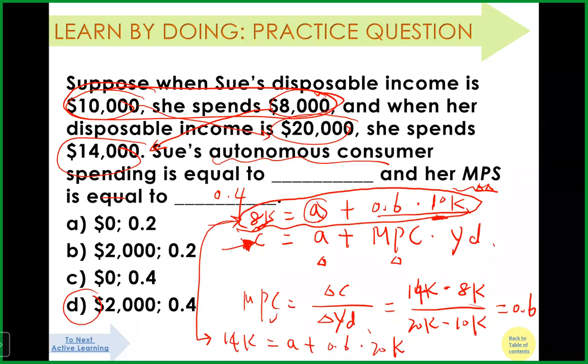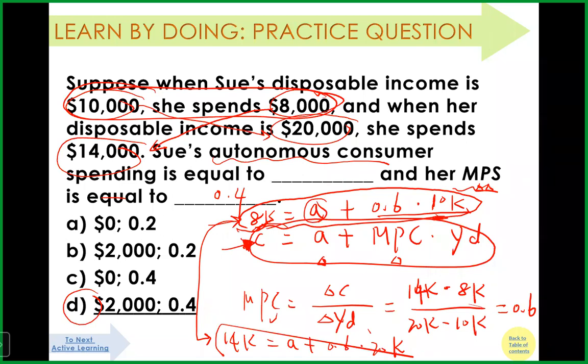Are you with me? Then immediately you're going to get A equal to 2K, because 0.6 times 20 equal to 12, and 14 minus 12 equal to 2. The same answer. By construction, it must be the same answer because their consumption behavior is a linear function. Right? Okay. So the answer is D, right?